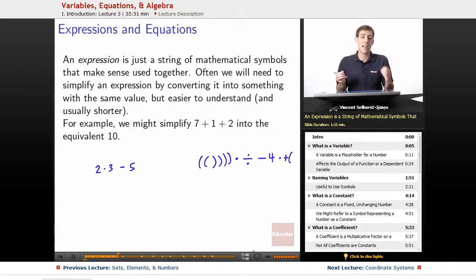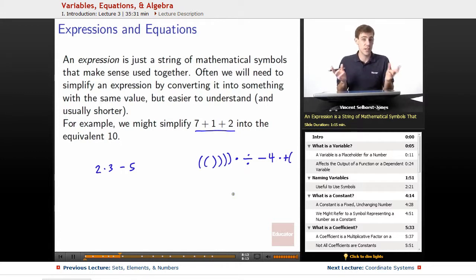So an expression has to make sense. That's one of the basic ideas behind it. Often we will need to simplify an expression by converting it into something that has the exact same value, but is easier to understand, and often is just shorter. For example, we might simplify 7 plus 1 plus 2 into the equivalent 10, right? 7 plus 1 is 8, 8 plus 2 is 10. So 7 plus 1 plus 2 has the same value as 10.